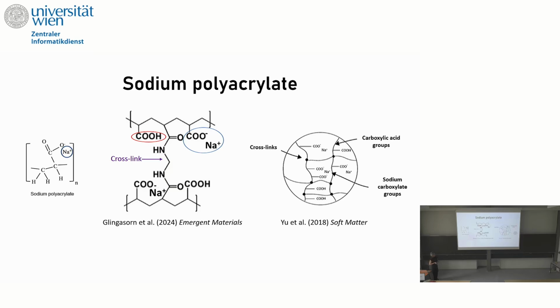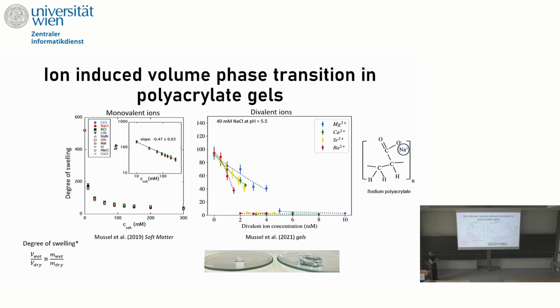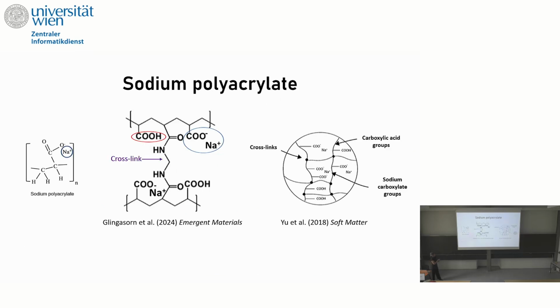So a bit about sodium polyacrylate. You can see here the repeating unit of sodium polyacrylate, the carboxylate group, and the counter ion sodium. It can be cross-linked using bis-methylacrylamide. It has the carboxylate group, but with pH, it can be protonated and become a carboxylic group.